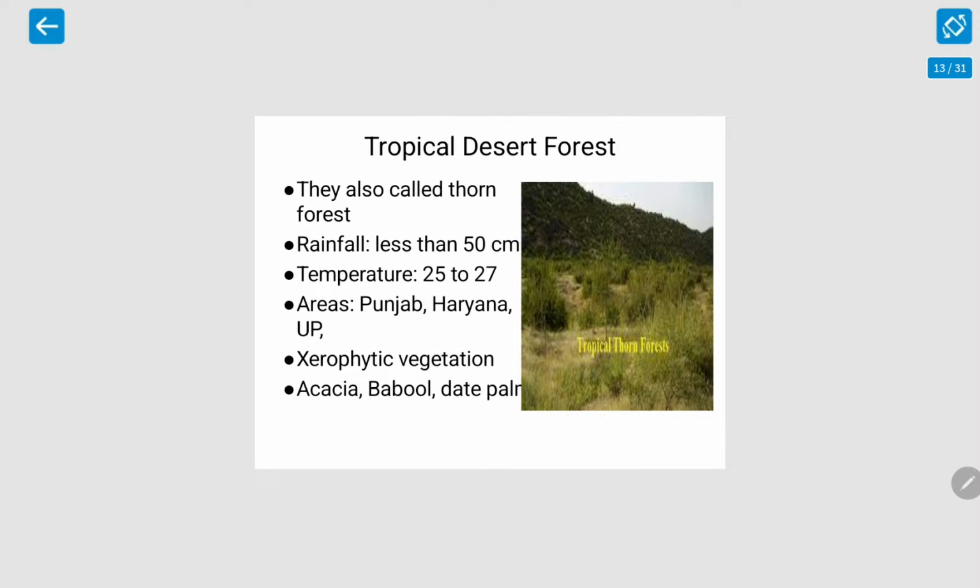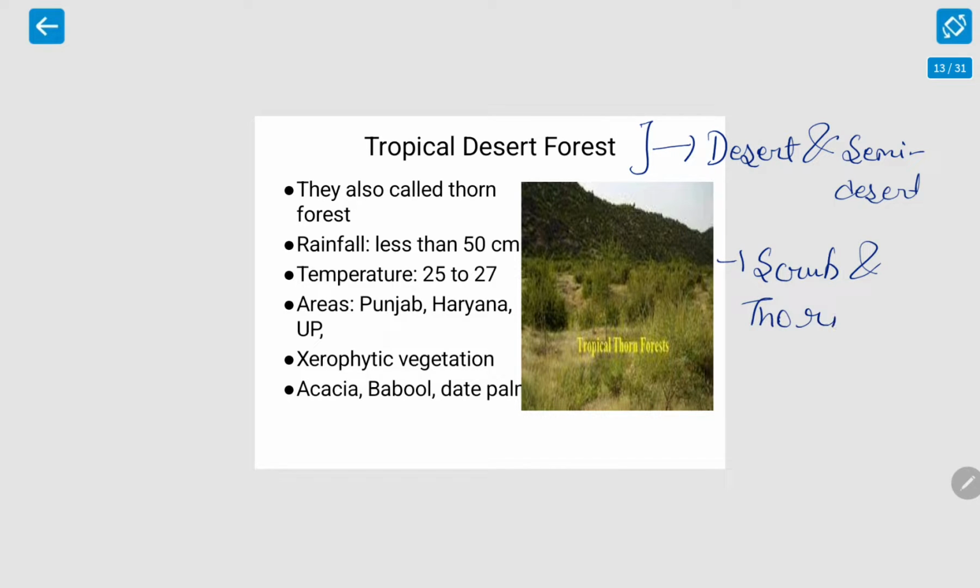So today we are going to do the third part, that is the tropical desert forest. So this is going to be an interesting session. In this tropical desert forest, I will be discussing the two things which I told you, that is desert and semi-desert vegetation. Okay, desert and semi-desert vegetation will be there in that. And it will be your scrub and thorn forest. Okay, scrub and thorn. So these will be the two types of vegetation which we will be doing.